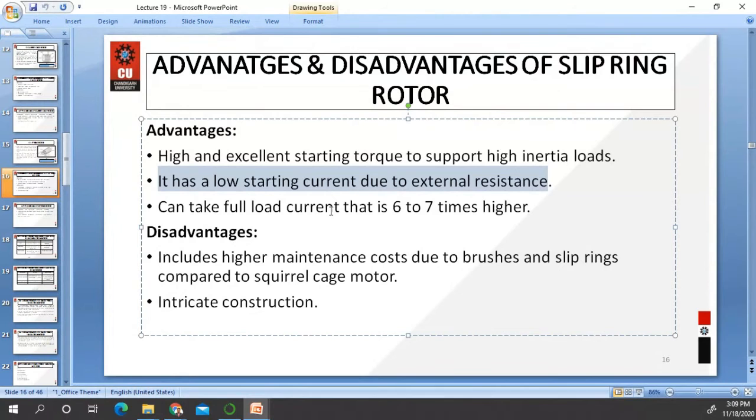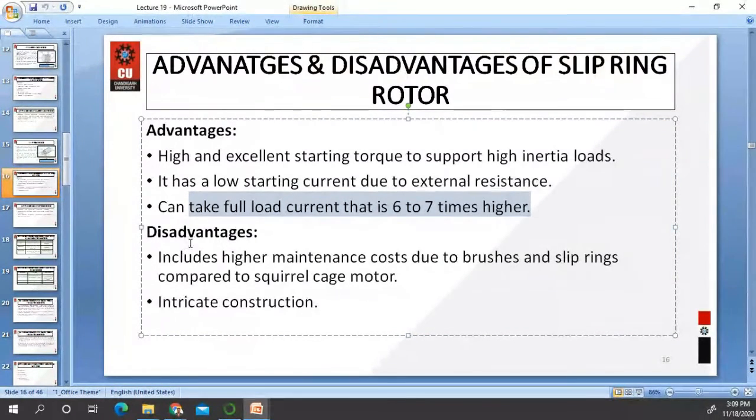So a small current is required at the starting of the motor. This external resistance will oppose the flow of current, and low current flows at the start. So it can take full load current, which is 6 to 7 times higher. When our rotor part is rotating, it can take 6 to 7 times higher current.